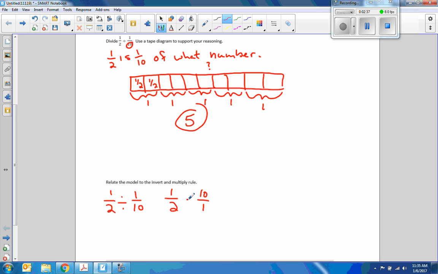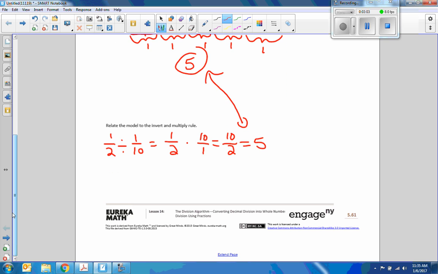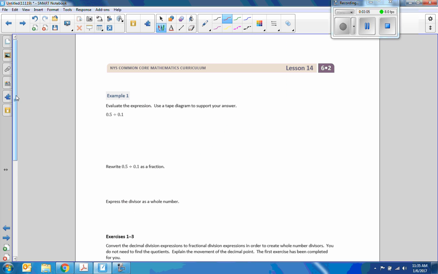So flip it and switch it means 1/2 divided by 1/10 is the same as 1/2 times 10 over 1. You multiply the numerator times the numerator, and you get 1 times 10, which is 10. Multiply the denominator, which is 2 times 1, which is 2. And 10 divided by 2 is indeed 5. So we get the same answer.